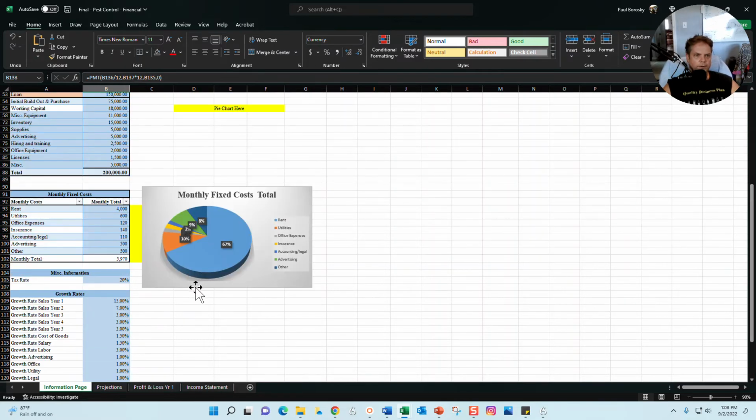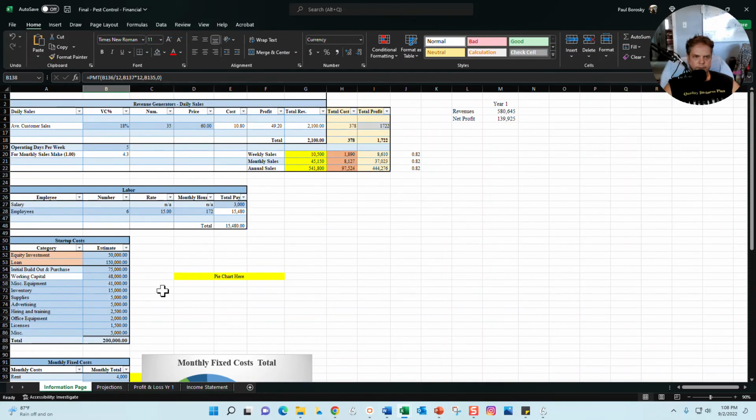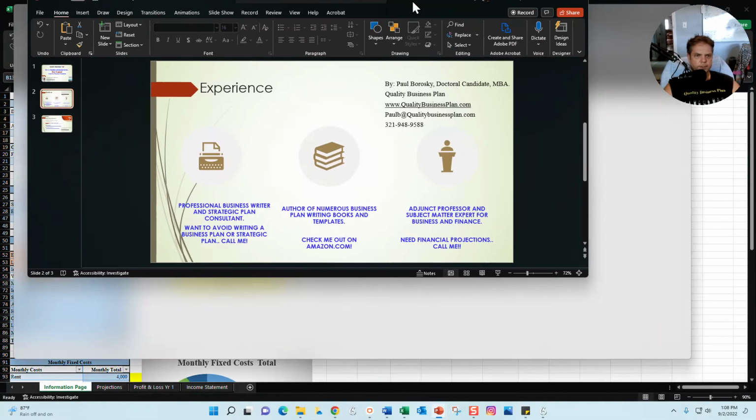All right, so hopefully this information was easy to understand. It's pretty straightforward. It shouldn't take you very long to have your pro forma financial projections all ready to go using this model. And as promised, we're going to wrap it up and sum it up.